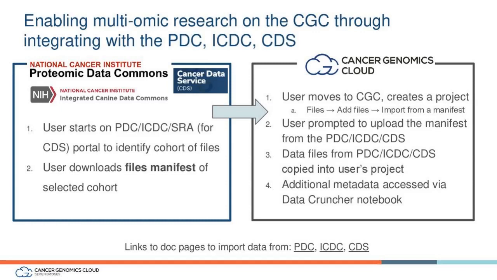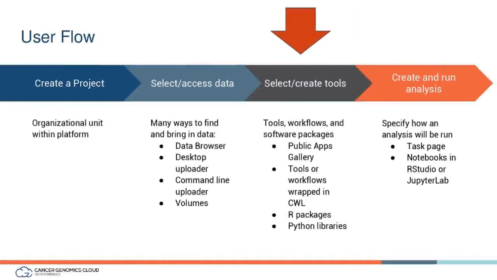project. And what happens is it actually copies links to the files, and they appear as if they're in your project, but really they're linking back to the original spot in the CRDC. And so it happens very fast. And you can analyze those in a task or in a data cruncher notebook.